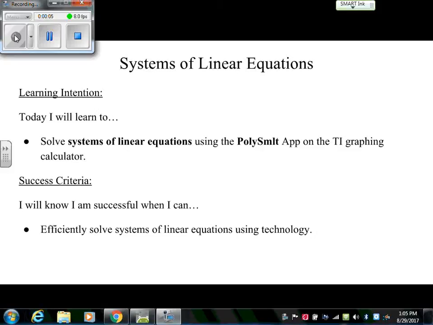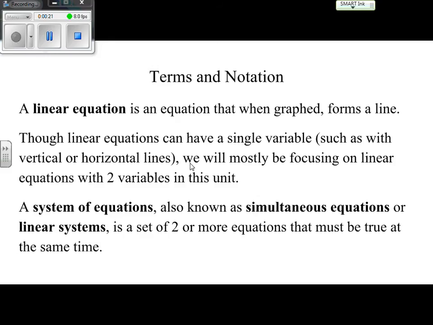Today we'll be continuing our discussion of systems of linear equations, and we'll once again be using technology to solve those systems. This time we'll be using something on the TI graphing calculators known as the PolySmlt app. And we will know we are successful when we can efficiently solve systems of linear equations using this technology.